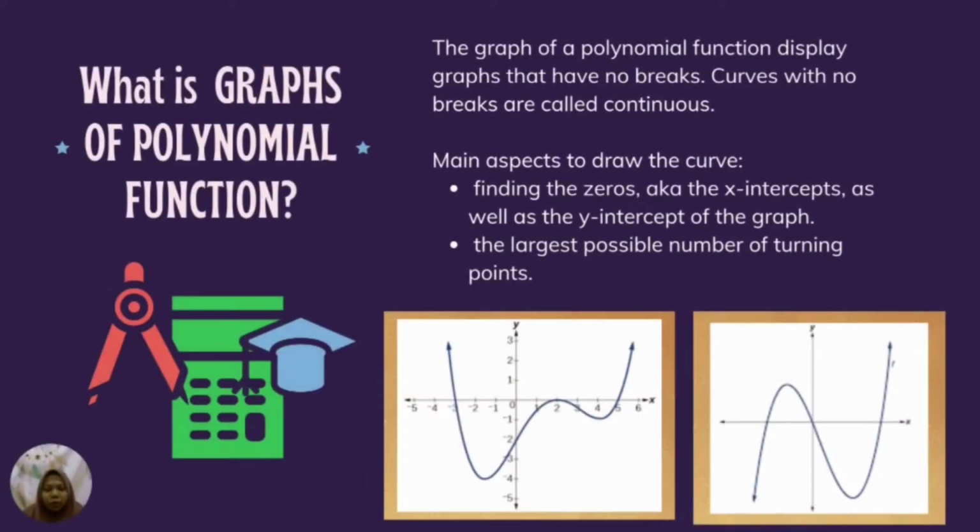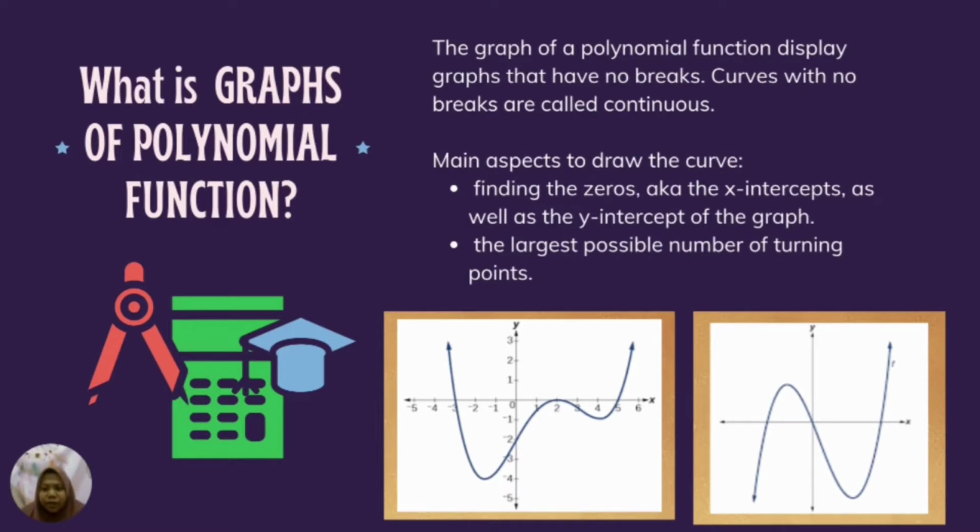What is a graph of polynomial function? Basically, the graph of a polynomial function displays graphs that have no breaks, where the curve is continuous with no breaks. As you can see in the picture, the arrows show that the graph continues up, and the other side also goes up continuously, and the second graph goes down, concave down continuously and concave up continuously.